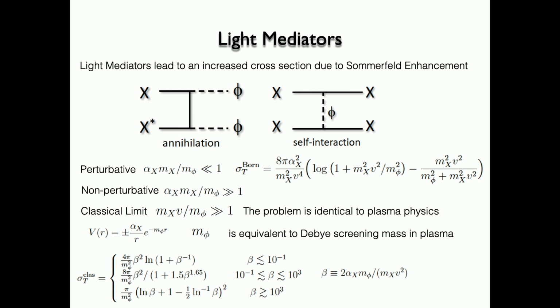Now, in order to figure out actually the self-interactions, of course there are different regimes here. There is a regime called the classical limit, where this is the mass of the dark matter particle, this is the relative velocity, and this is the mass of the mediator. If you satisfy this relation, then this problem is identical to the plasma physics equivalent problem, where m_phi is going to be the Debye screening mass. And then people have calculated this in condensed matter physics.